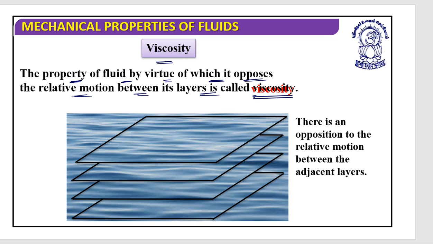So what we have here is the flow of the liquid from here to here. Suppose we have divided the liquid into certain layers: this is the first layer, this is the second layer, this is the third, this is the fourth, and so on. There is an opposition to the relative motion between the adjacent layers, and these layers oppose each other's relative motion, and that's why a kind of friction occurs.